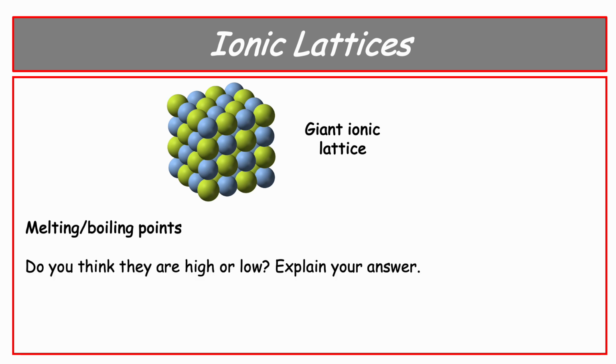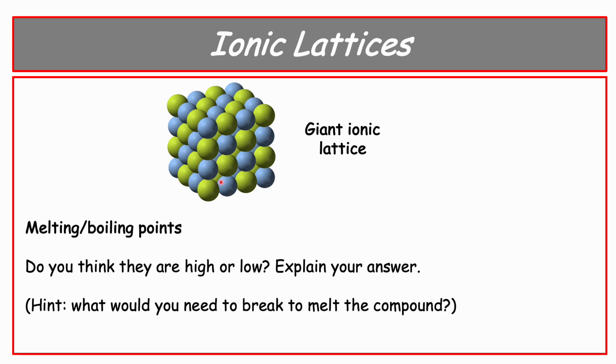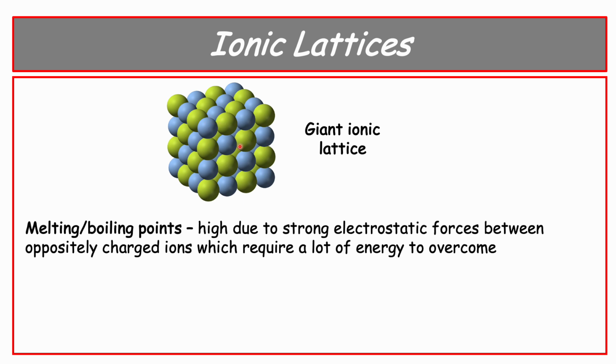So, thinking about our definition, do you think the melting and boiling point of ionic compounds is going to be high or low? So, ionic compounds will always have a high melting and boiling point. And that's because you're going to need lots of energy to break the strong electrostatic force of attraction between the oppositely charged ions. So as you can see, that is pretty much my definition from the yellow box.